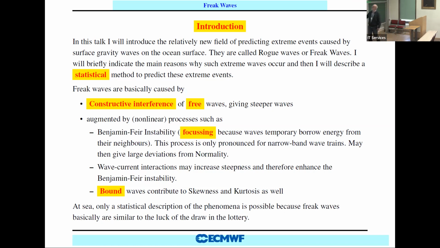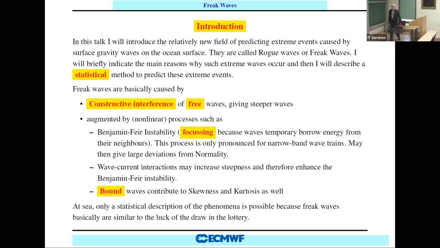And one of those processes is the Benjamin-Feir instability. And then you get focusing because waves temporarily borrow energy from their neighbors. I will explain that a little bit more in a second. But this process is only pronounced for narrow band wave trains. That means when you have a narrow band wave spectrum. But when they occur, they may give rise to large deviations from normality. And for us, normality, which is described by the Gaussian distribution of the surface elevation, is the norm. And we are looking now at small deviations from normality, and then you can just apply all the things we've learned in statistical mechanics to try to describe things.